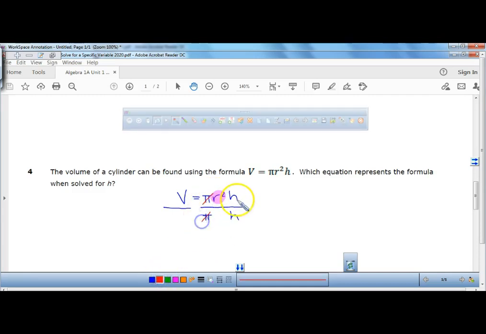Pi divided by pi is 1. H divided by h is 1. Just remember, whatever you do to one side, you must do to the other side. So here's what I have left. I have r squared equals the volume of the cylinder divided by the product of pi times the height.